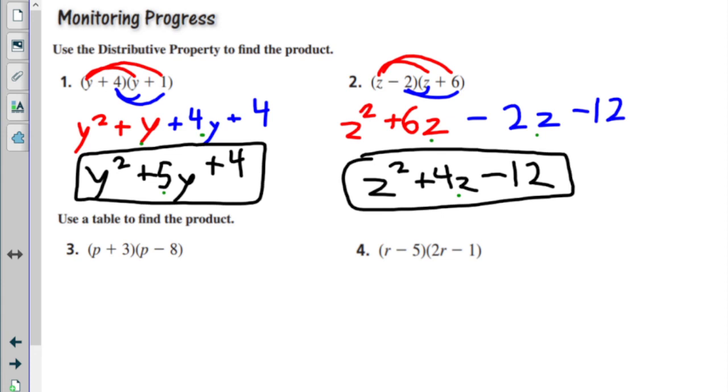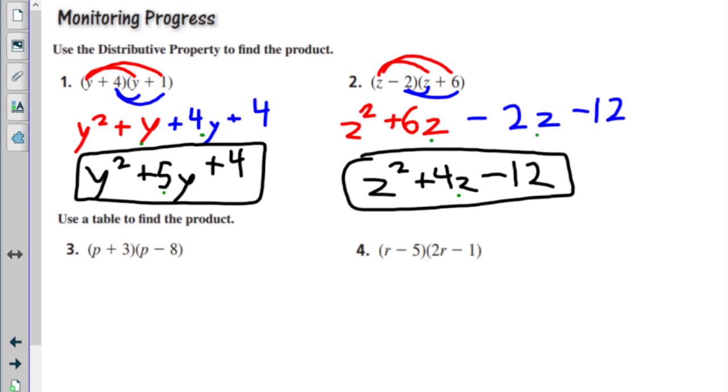It came from combining these middle pieces together. This 4z came from adding 6z and negative 2z. This 5y came from adding the y plus 4y. So that means that the terms at the end come from multiplying. The term in the middle comes from adding and combining together those two pieces in the middle. So just keep that in mind for when we get there at the end of this week, because that's going to be a key part to what we're going to do.